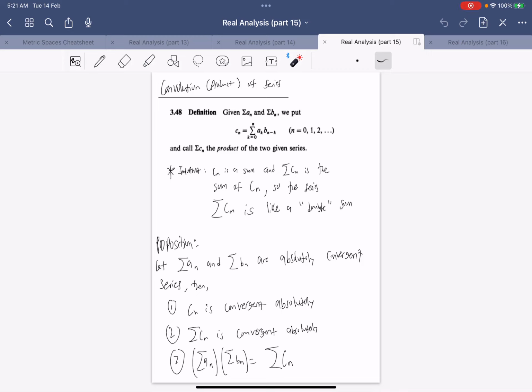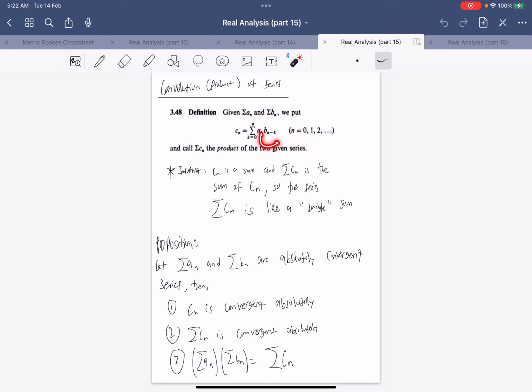Hi, in this video, I'll go through convolution of series, also known as the product of series. Let's say we have two series, with terms a_n and terms b_n. Then c_n equals the summation from k = 0 to n of a_k b_{n-k}, and that's really what is known as a convolution of series.